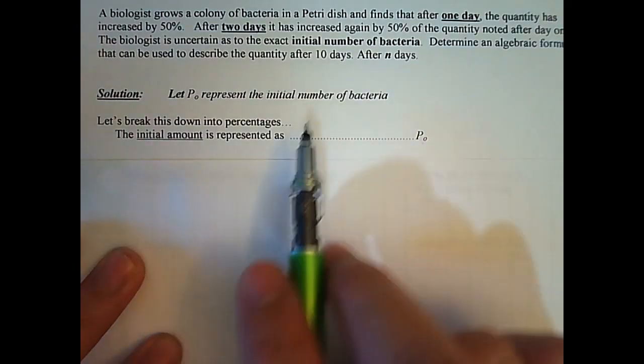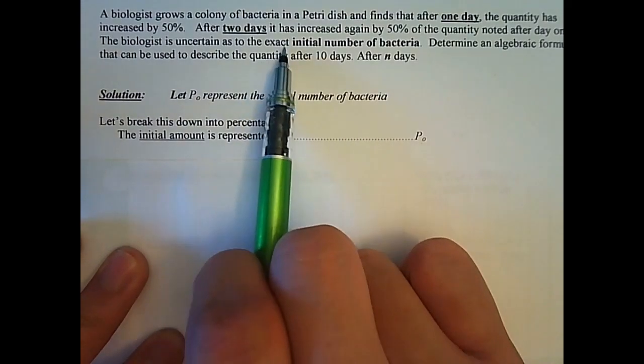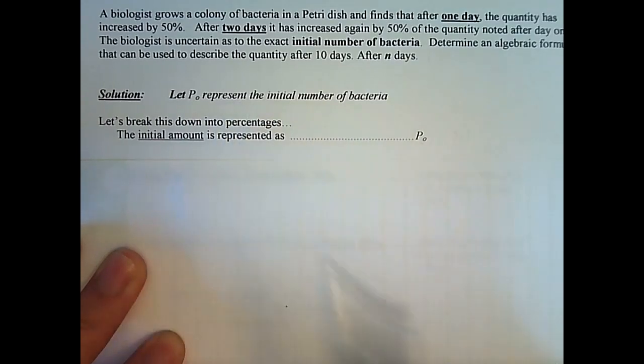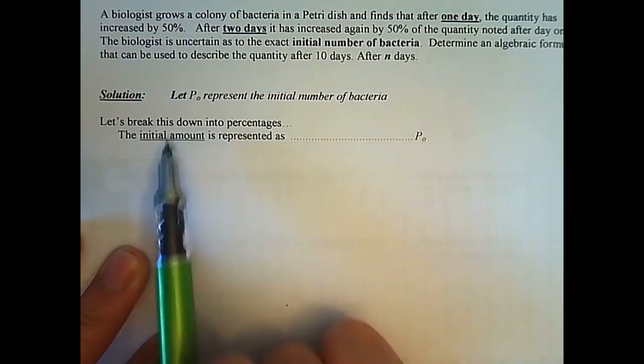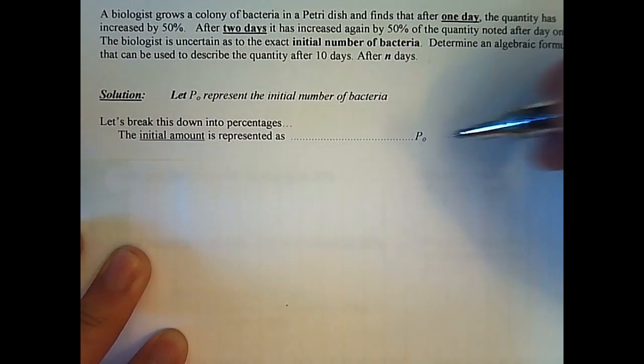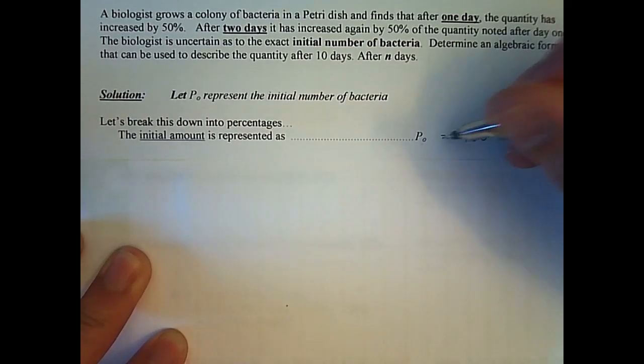Sorry, I just wanted to zoom in a little bit and then I'll reveal our proof as we go along. We don't remember the exact initial number of bacteria, so we're going to let the variable P0 represent the initial number of bacteria. And then we're going to break this down into percentages. Now, as we go through this, we might want to assign a number to this, just to help us visualize. So let's make this equal to 100, and then we can see this as we go along.